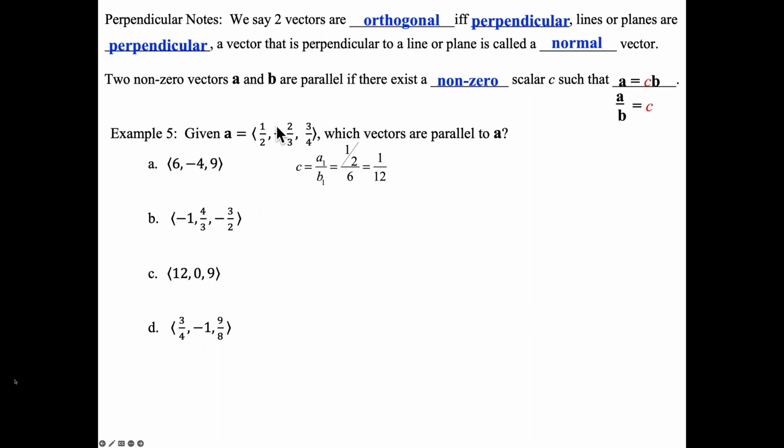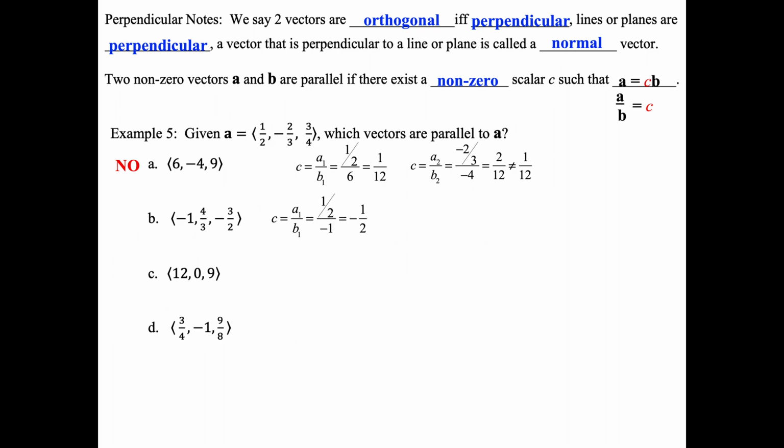Now, I'm going to take -2/3 and divide it by -4. If I divide that, that's going to be a positive 2/12. Again, think of the -4 as being over 1. You multiply by its reciprocal, you're going to get a positive 2/12, which is not 1/12. So stop. Don't go any further. They're not parallel. All three ratios for C, when you divide these, have to be the same.